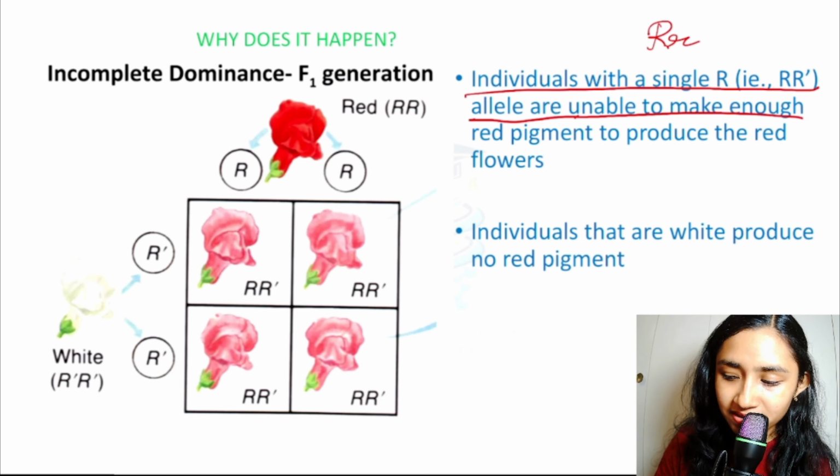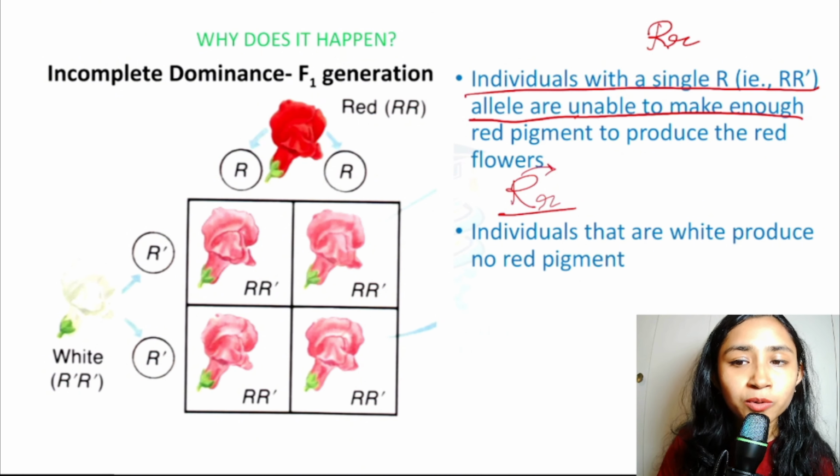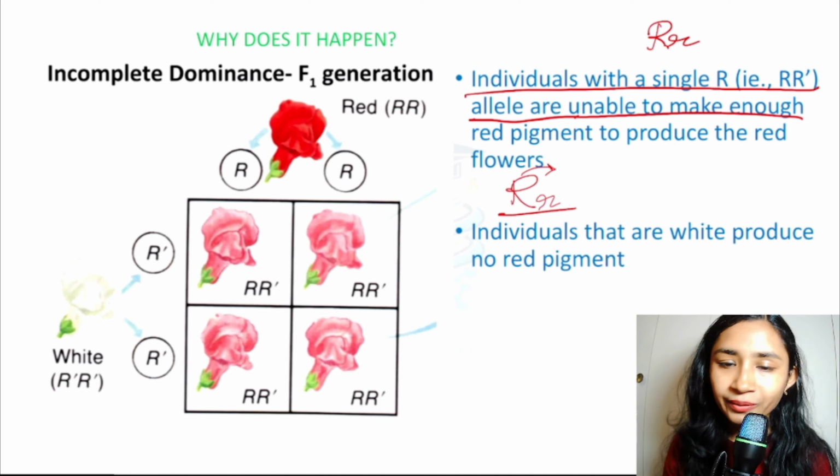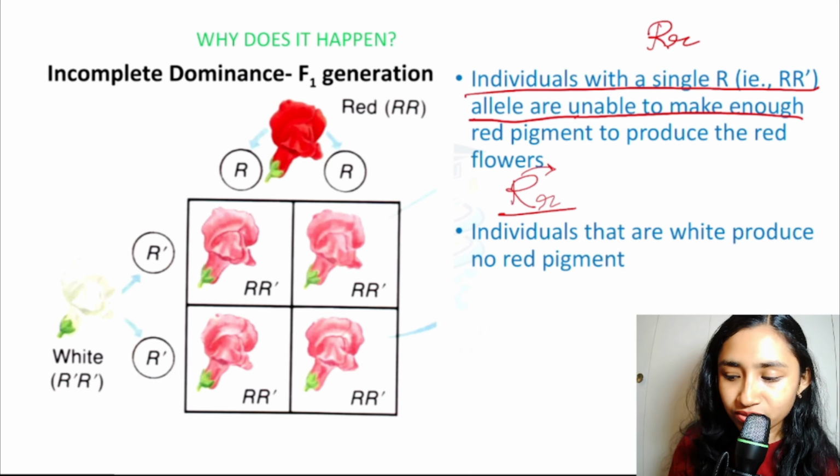That's because there is a single dose of R with the small r. This capital R is not capable of producing enough red pigment to give the flower a red color. Okay, so that is the case. So we will look into the cross.